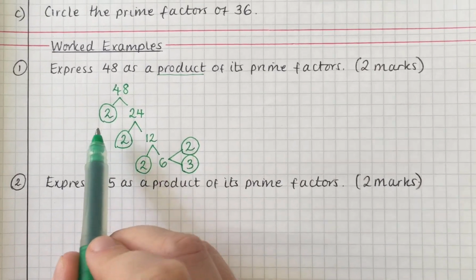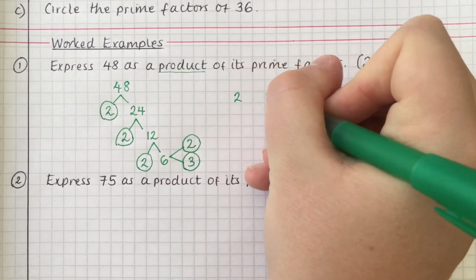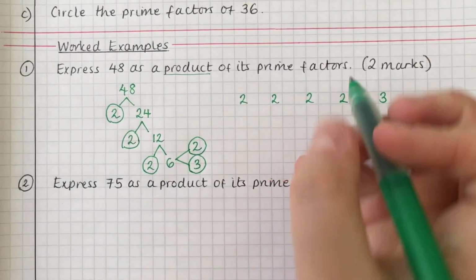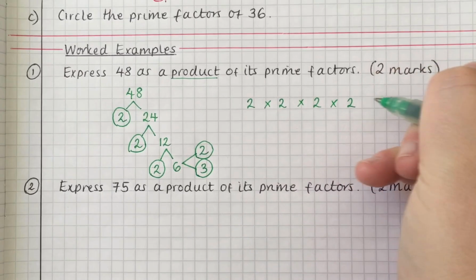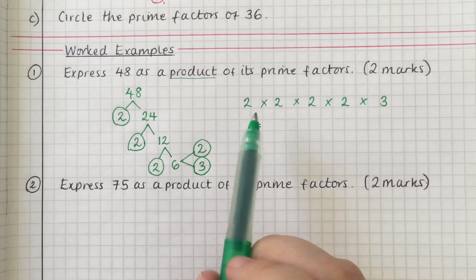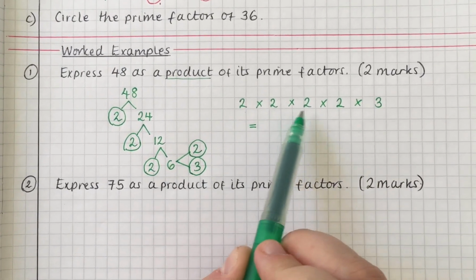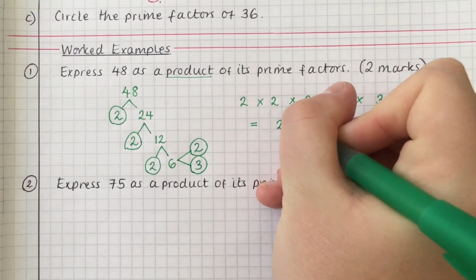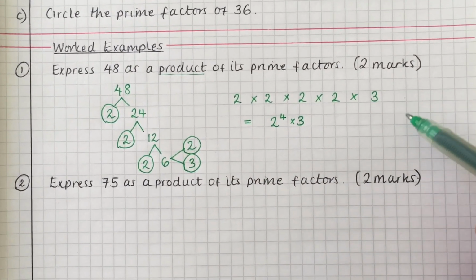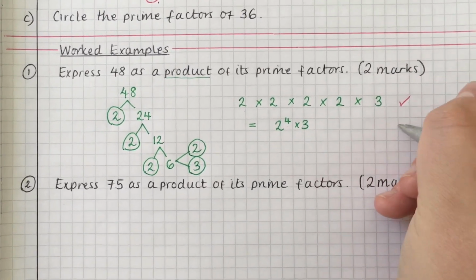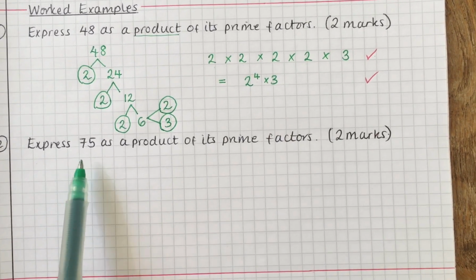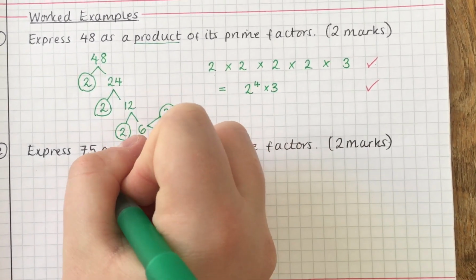What this means we have to do is we just write down 2, 2, 2, 2, and 3, because those are all the numbers in the circles. And we just put a times in the middle, because that's what the product means. Now, if you want it to be super flash, you could write this instead as 2 to the power of 4, because we know that there's 4 lots of this 2. So 2 to the power of 4 times 3 is another way of writing that. So you could have this or this as a potential correct answer. Both are completely fine.